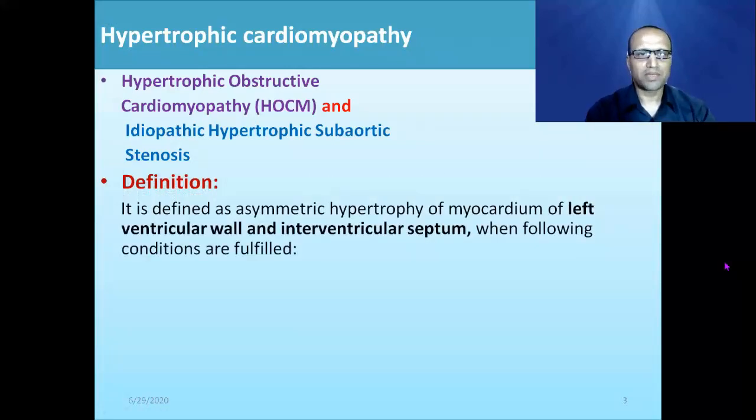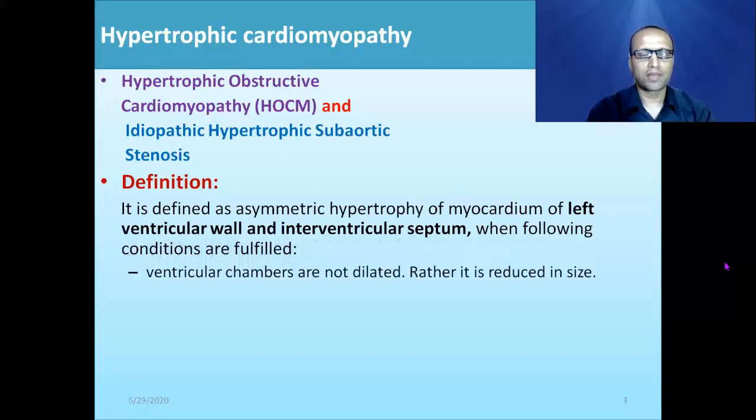Hypertrophic cardiomyopathy is defined as asymmetric hypertrophy of myocardium of left ventricular wall and interventricular septum. So the definition says that there should be hypertrophy of myocardium of left ventricular wall and interventricular septum, and such hypertrophy is asymmetric. It is not symmetric. But this definition is not complete. To complete this definition, three conditions should be fulfilled, and these conditions are stated here.